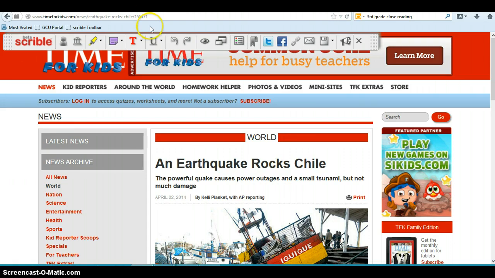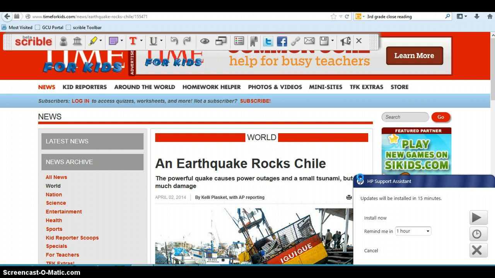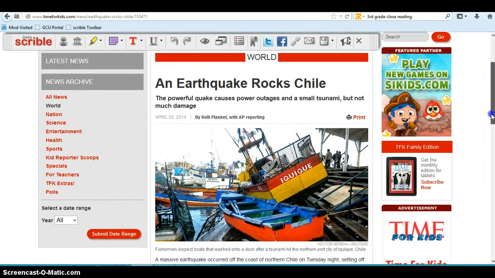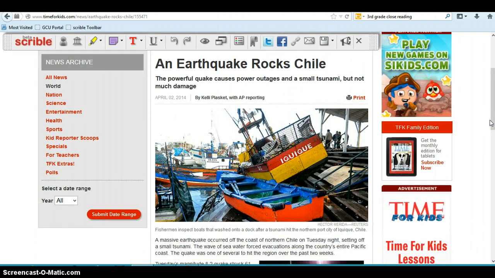Okay, I'm at the Time for Kids website, and I have found the article that I'm going to read. The article I'm going to read is called An Earthquake Rocks Chile. The first thing that I'm going to do is read the whole article, and then I'm going to go back and make my notes. Remember, as I'm reading, I'm looking for the main idea, something that is surprising, a question that I have, and new vocabulary. So as I'm reading, I'm going to keep those things in mind, but first I'm going to read the article one time through.